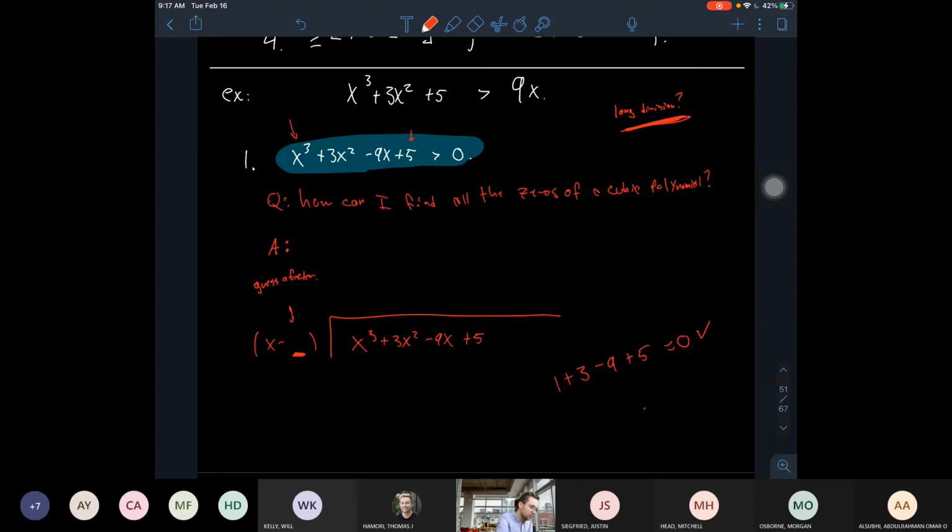Okay. So since x equals 1 is a 0, that means x minus 1 is a factor. So the answer was guess a factor, basically. Then do long division.